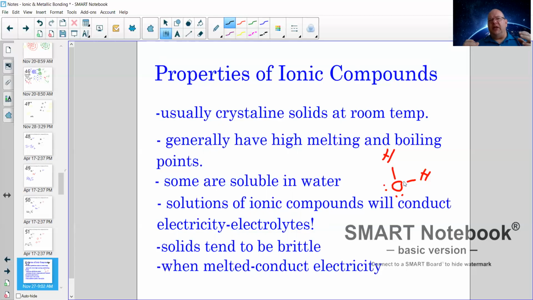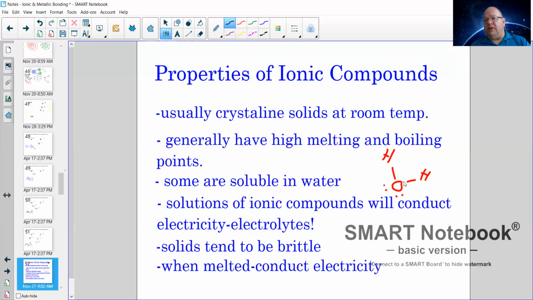What can happen is, when you put an ionic compound in water, the water molecules surround the ions, and eventually, if there's enough water molecules with enough attraction, they pull the ion away from the other ions. It's kind of a tug of war. If the ions are more attracted to each other than to the water, it won't dissolve. If the ions end up being more attracted to the water molecules than each other, it will dissolve.